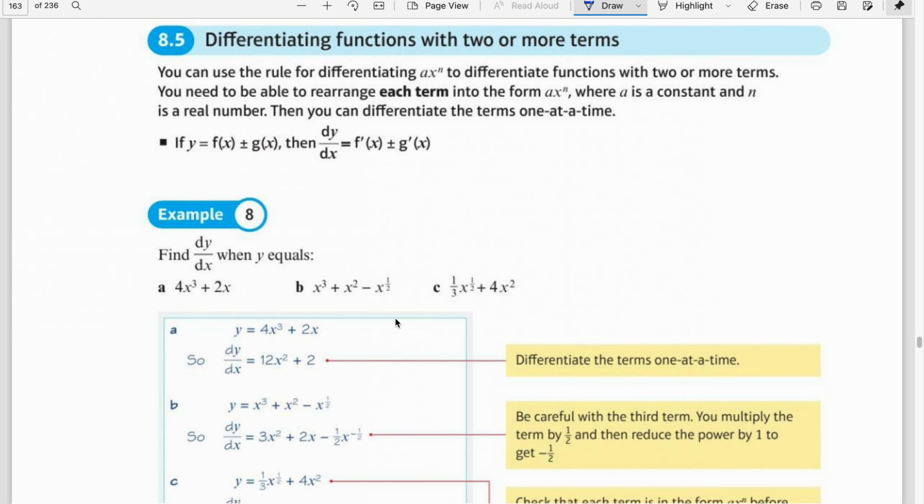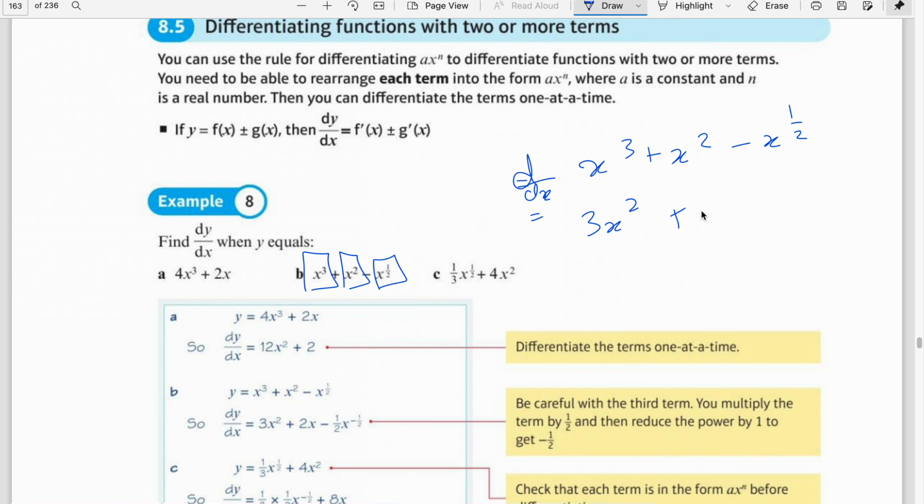Differentiating functions with two or more terms is exactly the same way, we just deal with them individually. x cubed plus x squared minus x raised to power 1 by 2, we just deal with them individually. So dy by dx, this is 3x squared. You bring this 2 down, this is 2x, reduce 1 from power, we bring this number down, and when you reduce, that is negative 1 by 2. And simplifying in the next step, plus 2x minus 1 over 2x raised to power 1 by 2, or square root, whatever you wish.